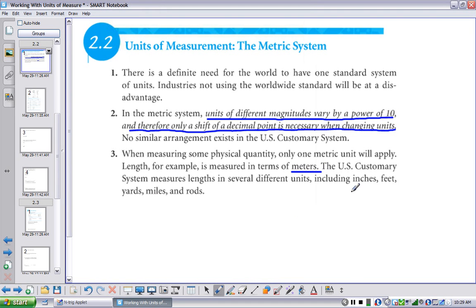Okay. Length is measured in terms of meters. That's the standard metric unit for length, whereas here we have inches, feet, yards, miles, rods. So it really makes things simpler when we use the metric system.